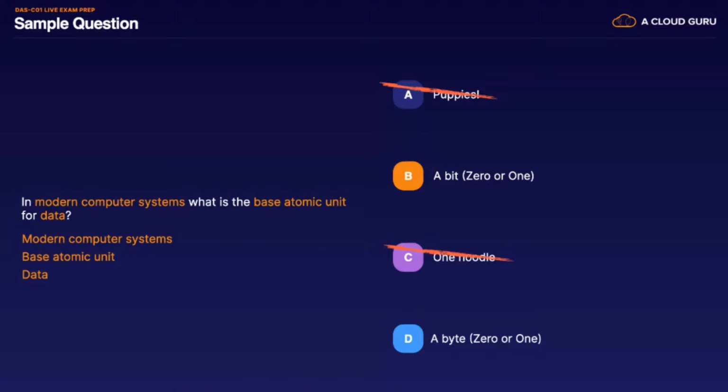And so already we're down to a 50% chance of just guessing the answer right, even if we don't know for sure what it is. If we dig into our knowledge bank, we know that a byte is 8 bits, and so it's probably not a byte. We can cross that out, which leads us to the correct answer, which is B. There we go. Done, right?